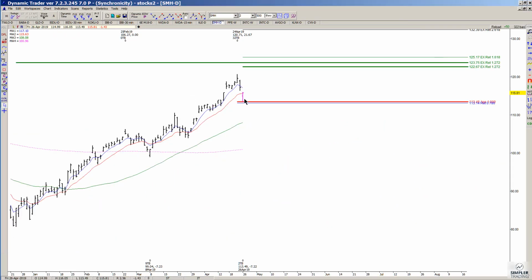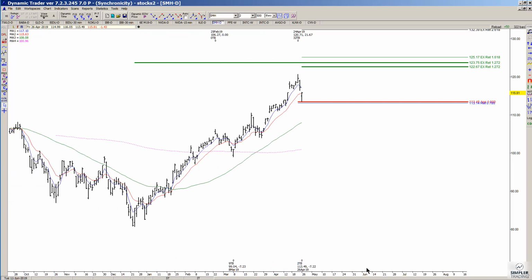But the good news is you have definition of risk, you have what your potential target is. So that's about all you need to know right now.